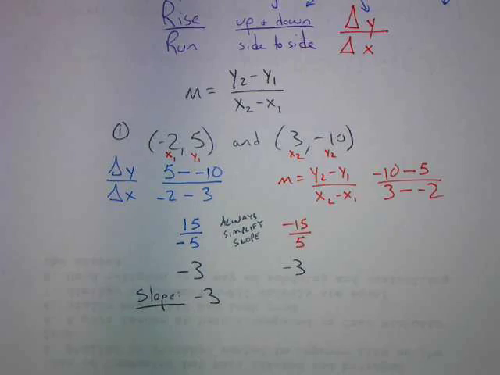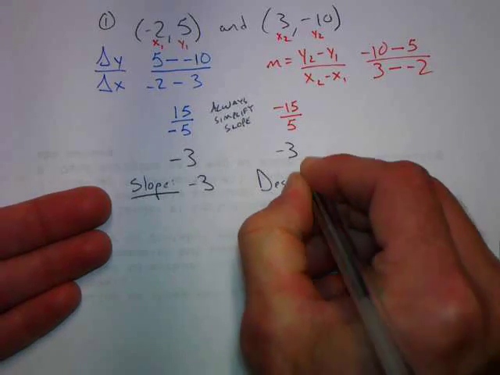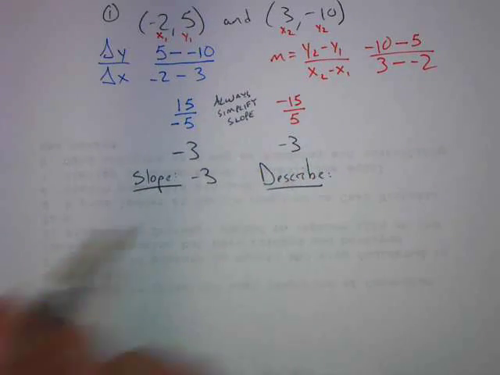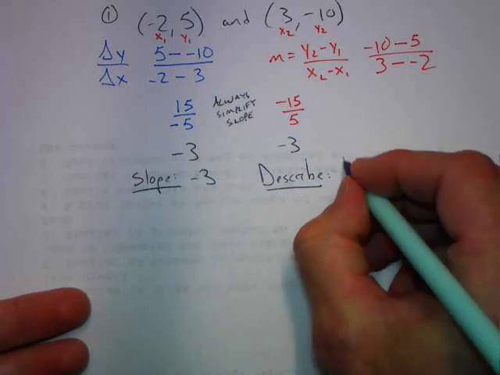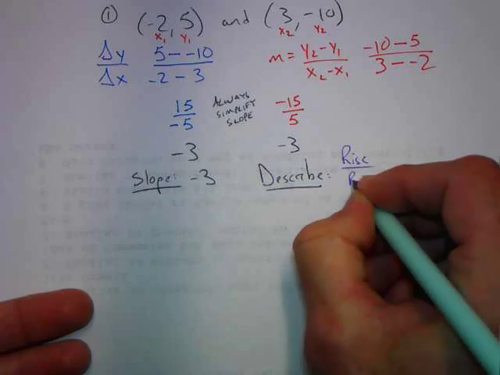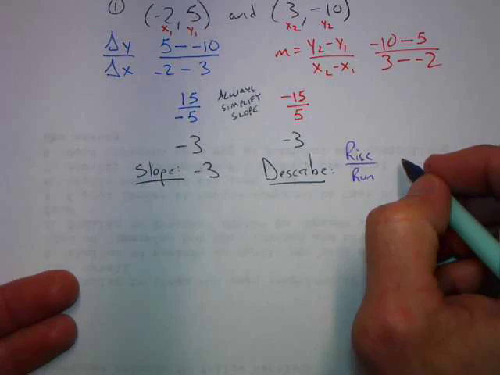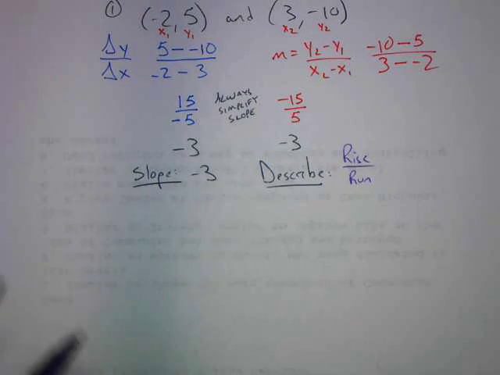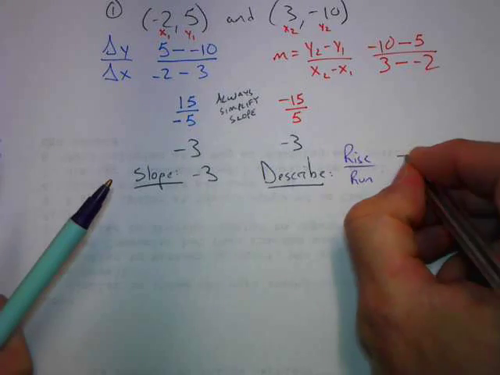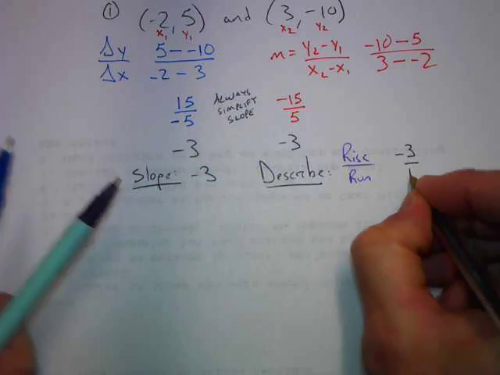But now on to the second part of the question, which is how do we describe a slope of negative 3? Well, what are we going to do to describe a slope? Well, we have to recall, what is the definition of slope? And slope, again, is rise over run. And rise over run is a fraction, right? So if rise over run is a fraction, and our slope was negative 3, well, what is negative 3 as a fraction? It'll be negative 3 over 1.